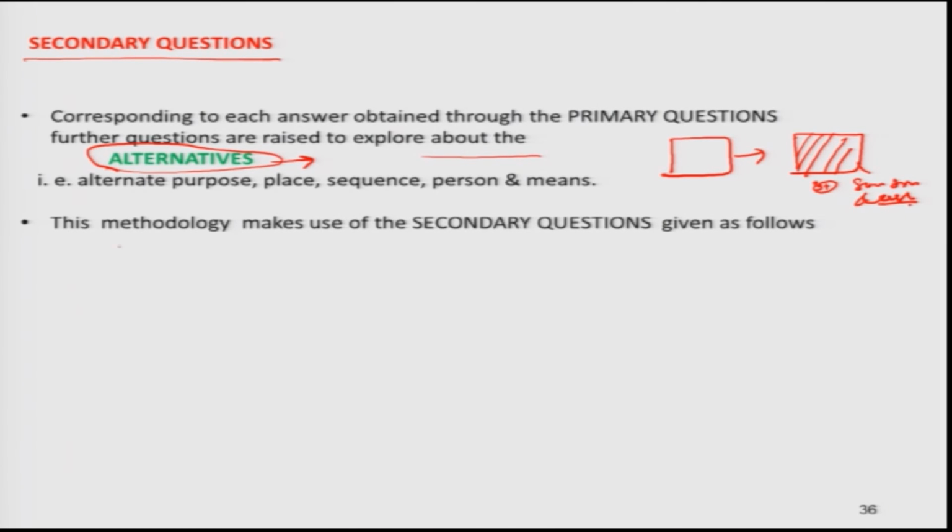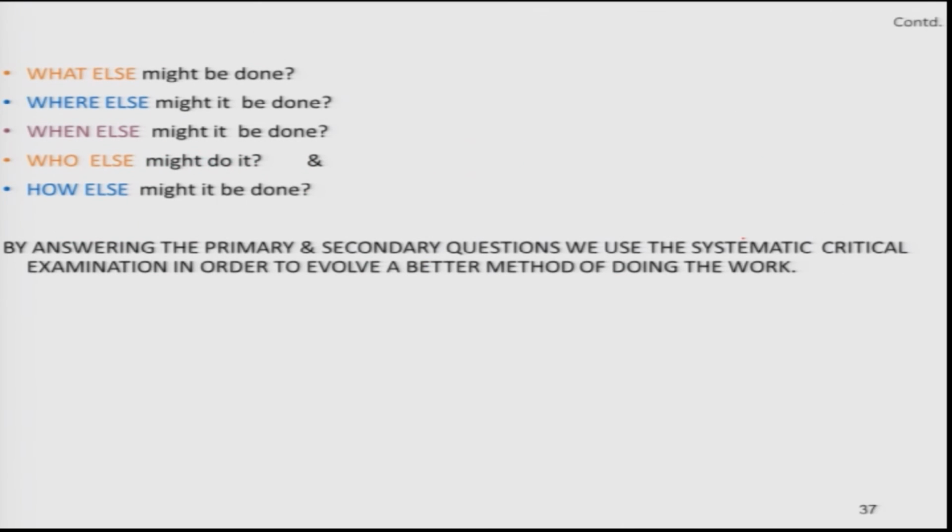Okay. This methodology makes use of secondary questions, given as follows. These are the secondary questions. What else might be done? These are for looking for alternatives. Where else might it be done? You can change your place. Suppose you can't fix in one place, suppose in that place somehow work is not going on. Then how will your production continue? So, you will have to look for another place.